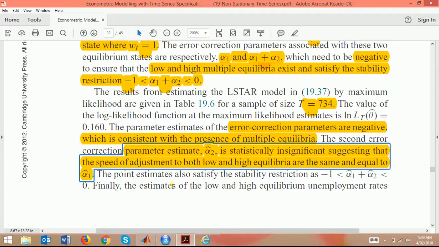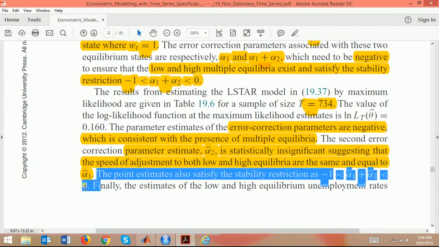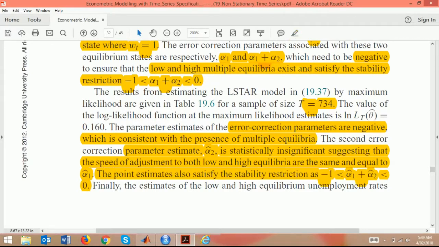The point estimates also satisfy the stability restriction. So the error correction parameter estimates are located within -1 to 0, the stability condition. So basically our results suggest quite a few things that we'll look for when we are going to do the application. First of all, are our error correction parameters negative? If they're negative, then they are consistent with the multiple equilibria, so consistency is satisfied. Then stability is satisfied, which is both of our error correction parameters are located between -1 to 0.